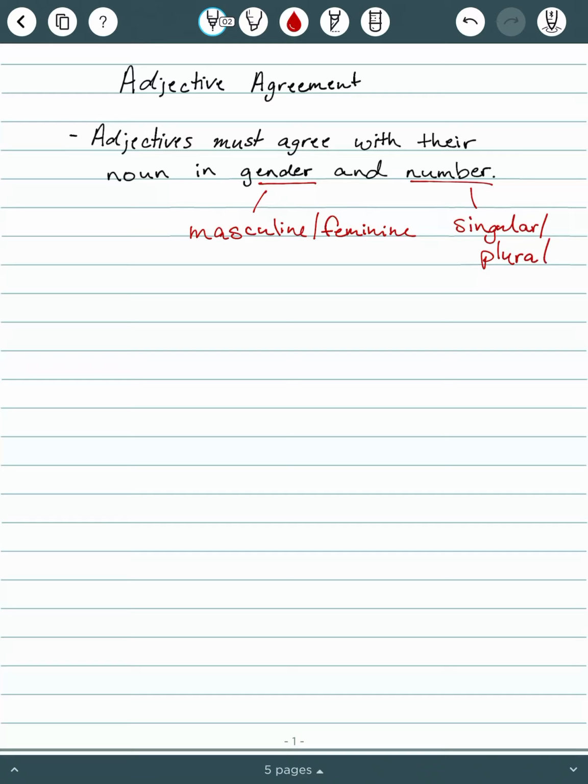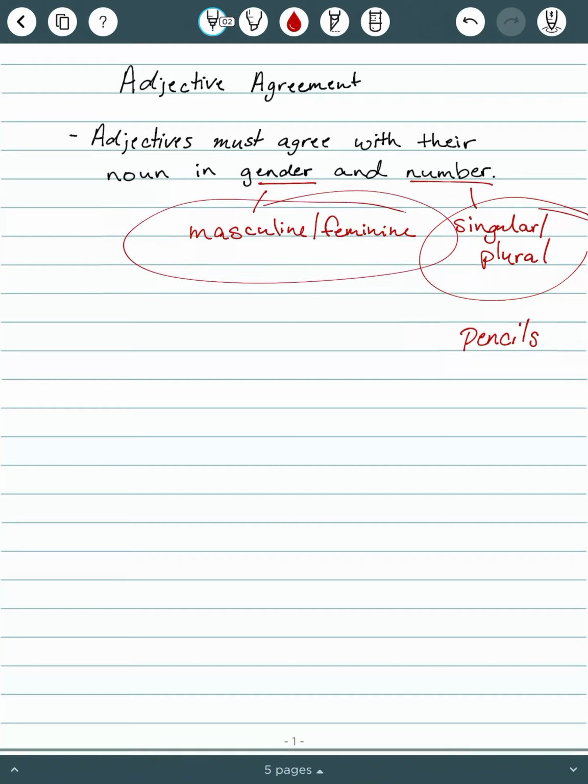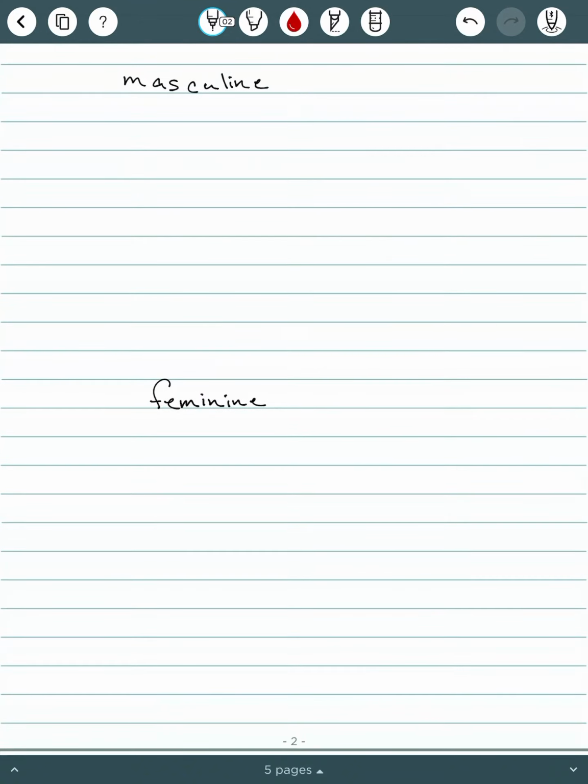So we know that nouns can be masculine or feminine. We know that they could be singular or plural. We have singular and plural in English. If I want to say pencil, I can also make that plural and say I have not one pencil, but two pencils. So we add S or ES in English to make nouns plural. Now, gender, we have that for people, but we don't really have that for things. So let's talk about how to know in Spanish if it's masculine or feminine.